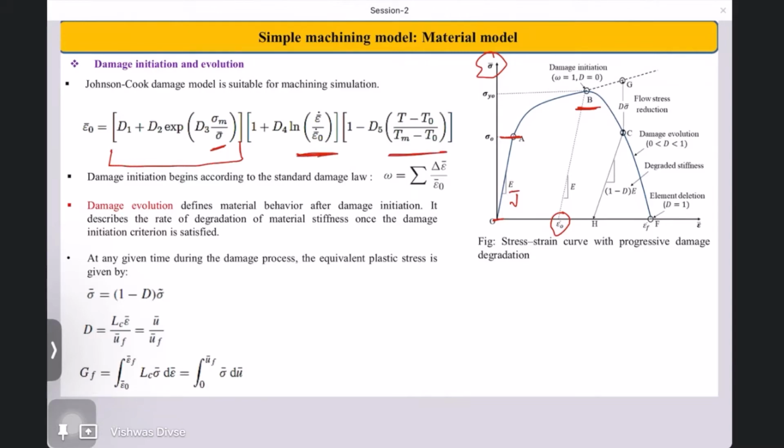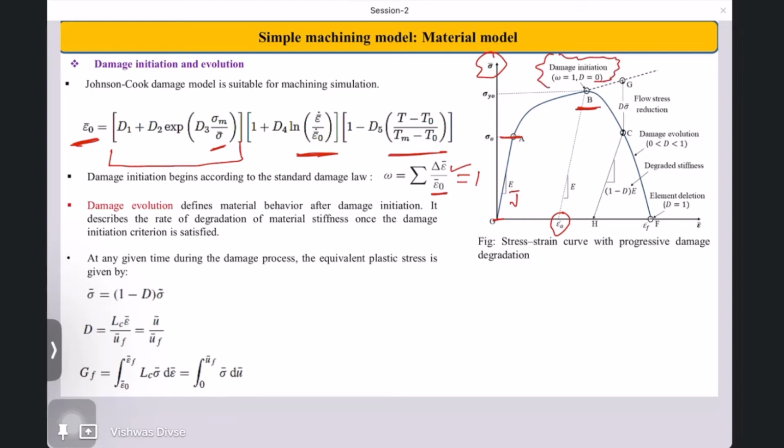So all these three are combined in one equation which will tell you what is the equivalent strain at damage initiation. So this quantity will continuously evolve during the process. Once your strain, or incremental strain cumulatively, achieves the value of the material property, this strain at damage initiation, then this ratio will become 1. That time damage will initiate.